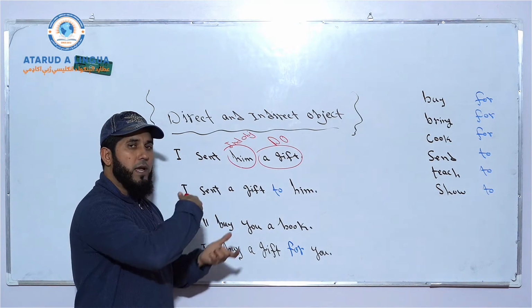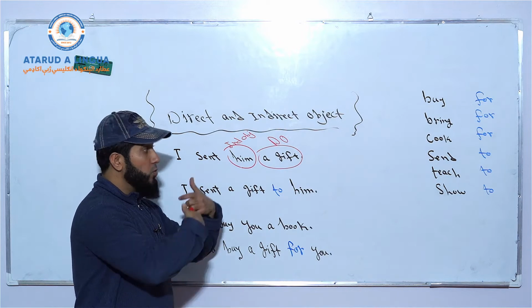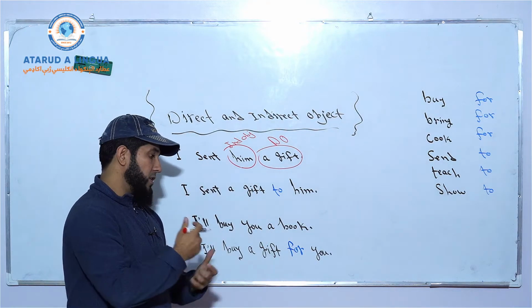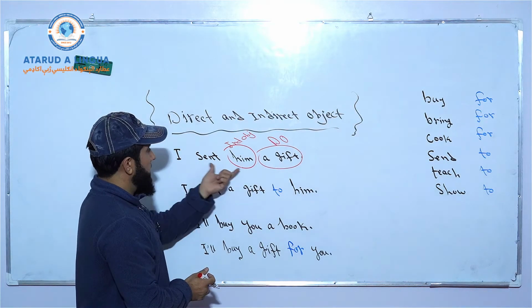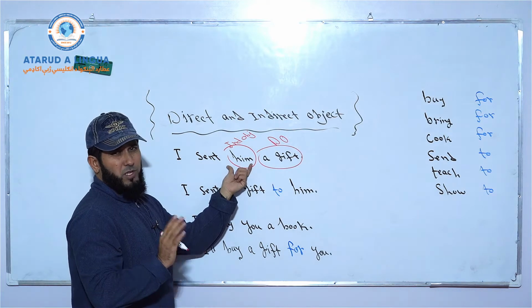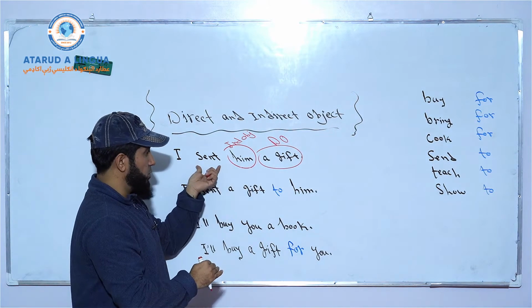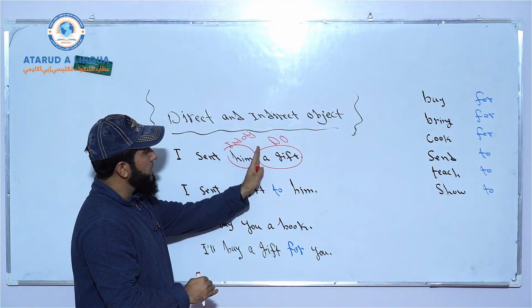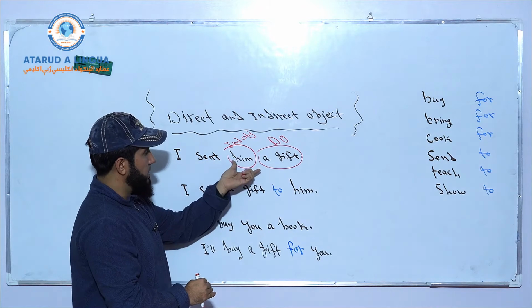So someone has done something for someone else. When we use these verbs, it means that someone has done something for someone else. I sent him a gift. When the indirect object, which is usually a person, comes first in your sentence after your main verb, you do not need any preposition between the two objects. Like here, I sent him a gift.